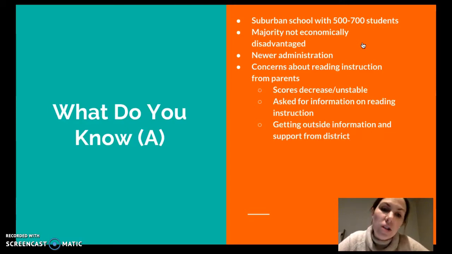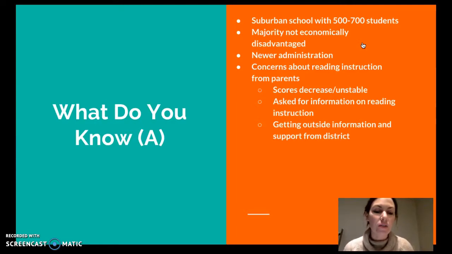It's a newer administration, with the principal only being there for about 2 years, and there are many concerns about the reading instruction from parents, and that is known because there's been score decrease for many grades, also just some unstable scoring for different grades at the school.